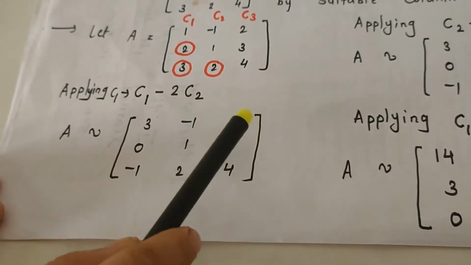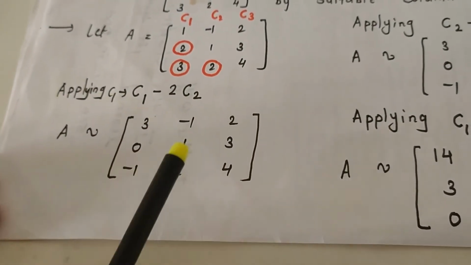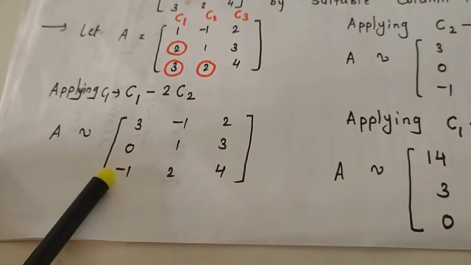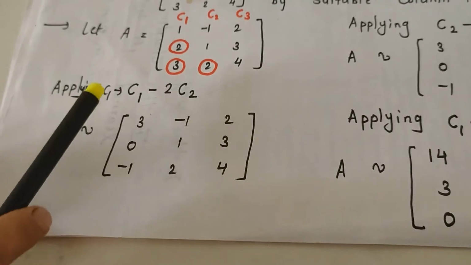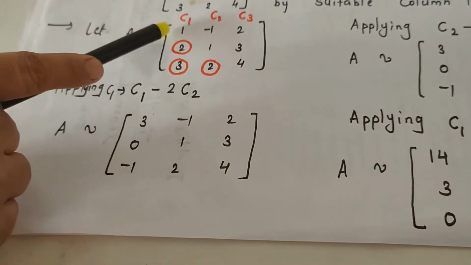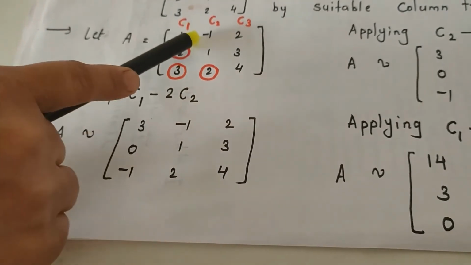So C2 and C3 as it is. Write C2 and C3 as it is. Changes in C1 such that C1 minus 2 C2 for every corresponding element. So by calculating, 1 minus 2 into minus 1.